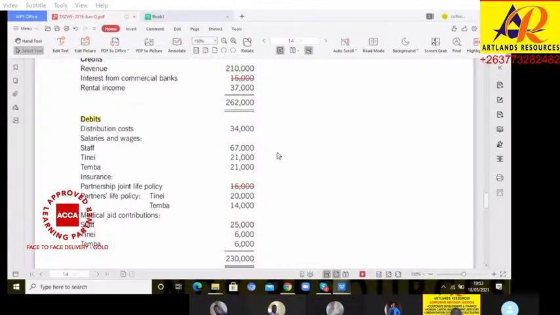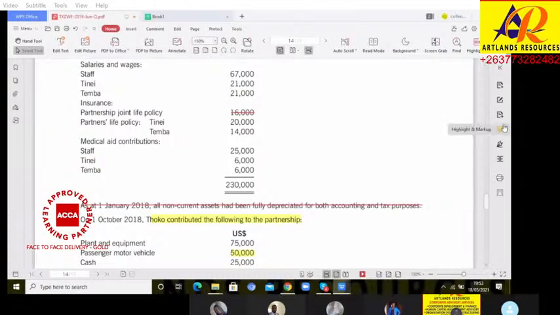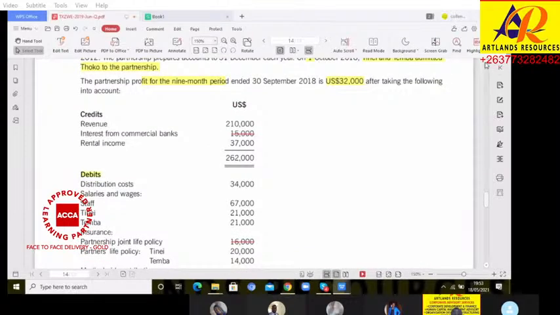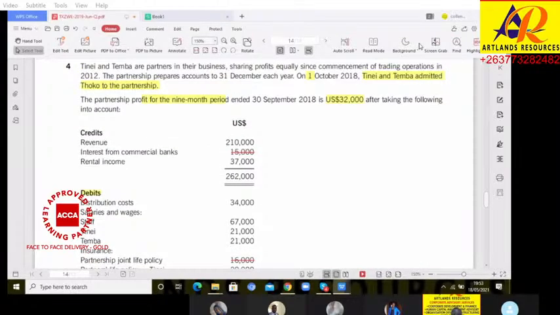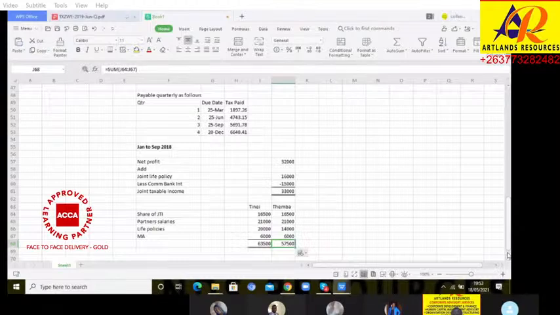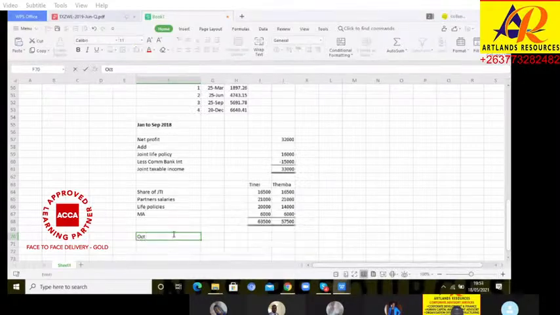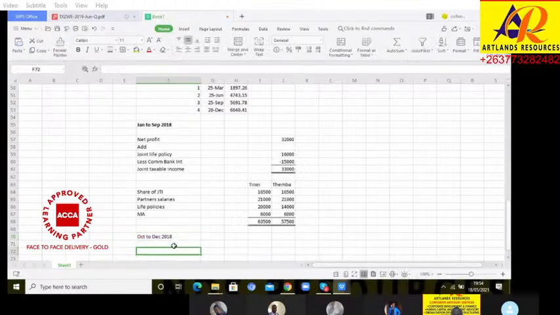If I left anything, no. Right? And then you say 3 months, which is October to December 2018. You again first need to calculate joint taxable income. Say net profit.